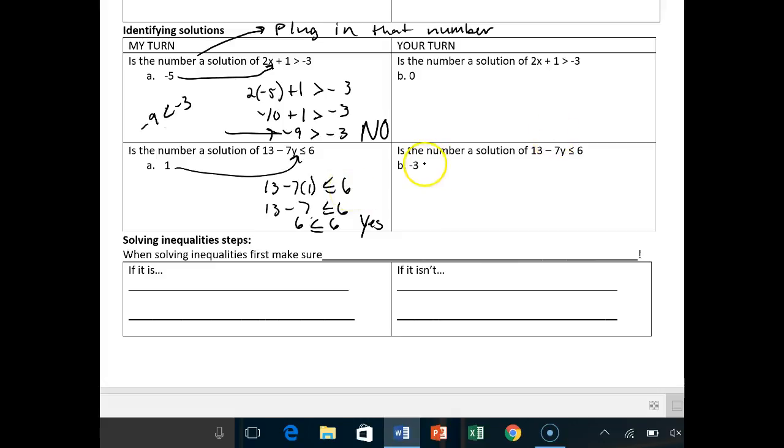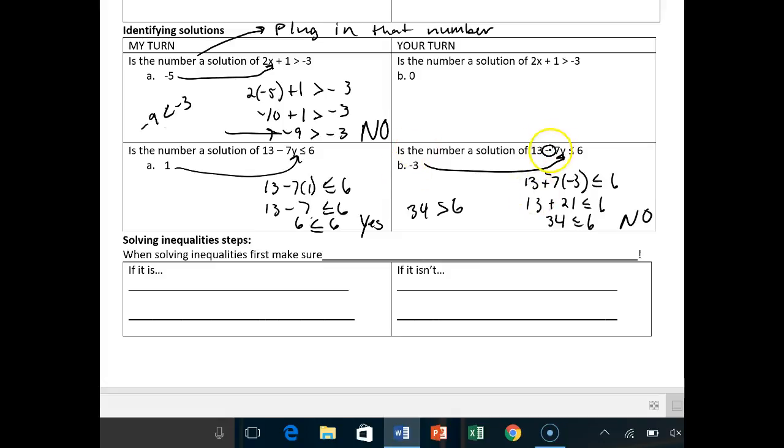I'll do one more. Let's plug in this one this time. So 13 minus 7 parentheses negative 3 less than or equal to 6. So 13 plus negative 7 times negative 3 is a positive 21, less than or equal to 6. So here I end up with 34. Is 34 less than or equal to 6? My answer is no. 34 is actually greater than 6, so there's no way that negative 3 could be a solution there. The key thing here was recognizing that this minus sign made this 7 a negative, so then when you did negative 7 times negative 3, you got a positive 21.